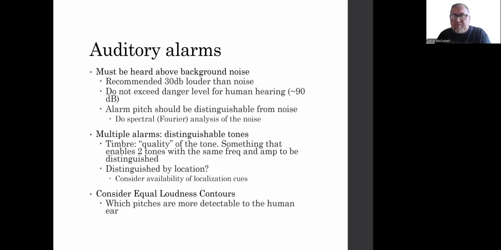And of course, always keep in mind the equal loudness contours, as I mentioned before, that people are going to have certain sensitivities. And so if your warning siren has to be in a range that people are not sensitive to, you might need to bump up the decibel level a little bit.